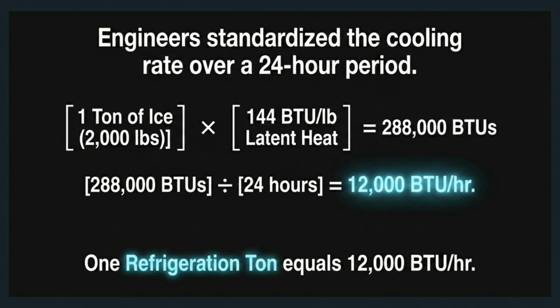Engineers standardized the cooling rate over a 24-hour period. 1 ton of ice, or 2,000 pounds, multiplied by the latent heat of 144 BTU per pound equals 288,000 BTUs. Dividing this by 24 hours gives 12,000 BTU per hour. Therefore, 1 refrigeration ton equals 12,000 BTU per hour.